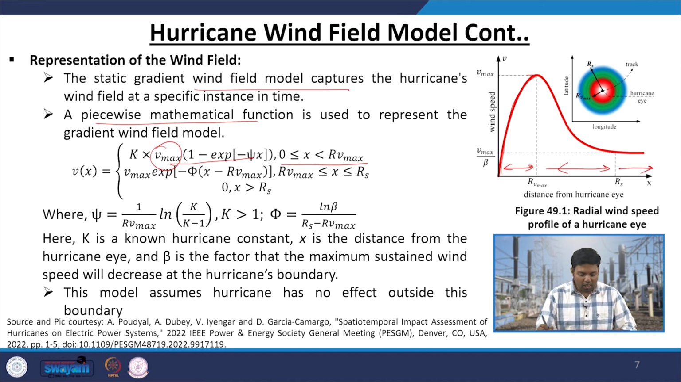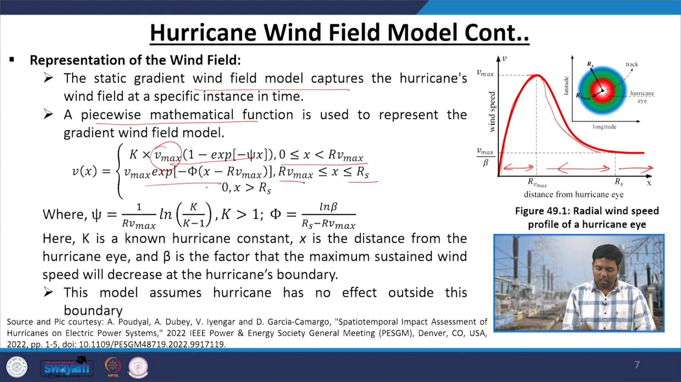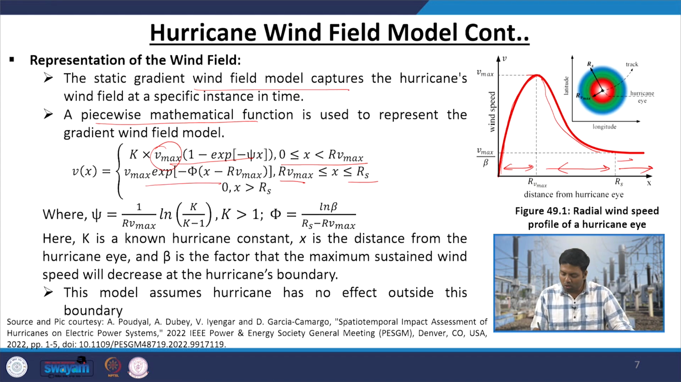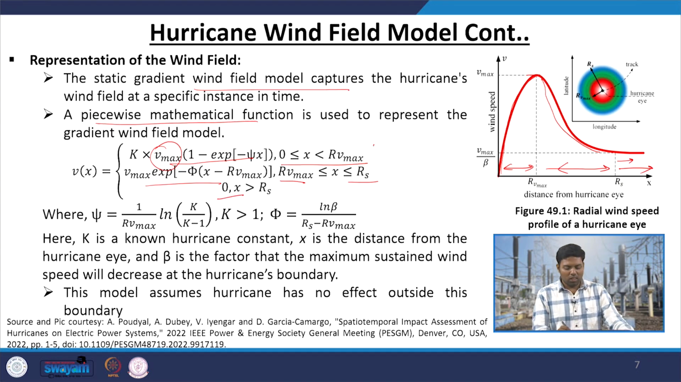Okay. Then after that, from this RV max to the RS, that is the radius of the hurricane, speed will decrease inversely, exponentially. That is this second term. Now, after you cross the radius, that means you are outside the region of your hurricane, then it will become 0. Okay. So, this is how you can represent the piecewise mathematical model for a hurricane.